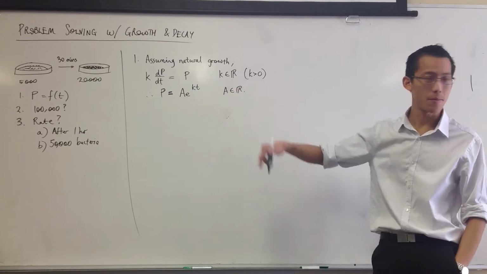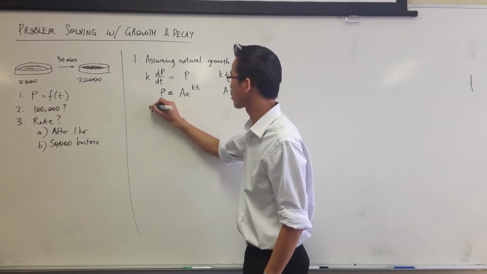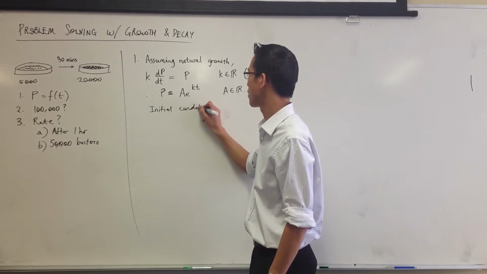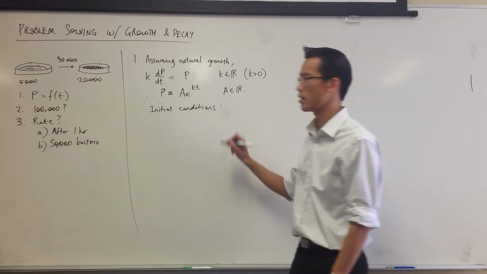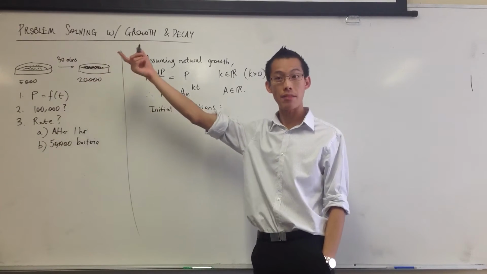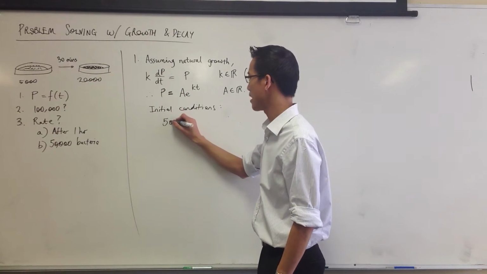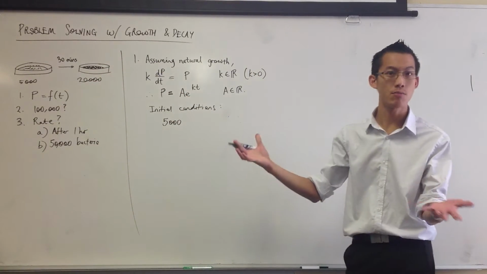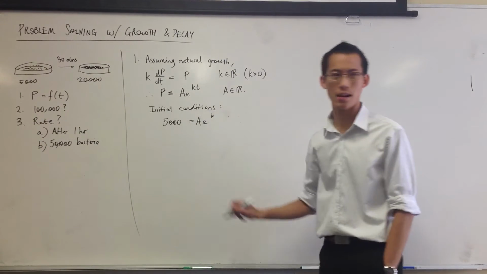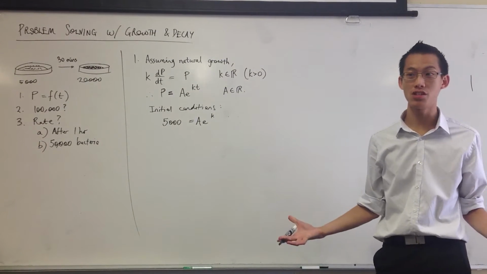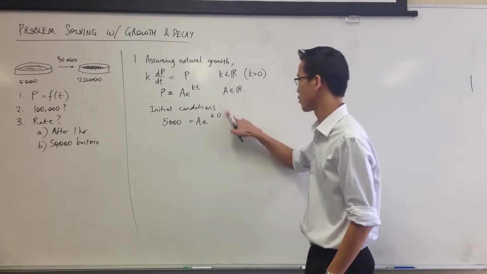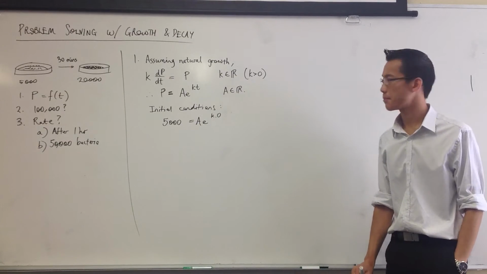Well, we'll start with A. So, based on the initial conditions, they tell you that the population starts at 5,000. So therefore 5,000, that's the P, population, is equal to A e to the K. Now, time for initial conditions is 0, so multiply by 0. Are you happy with that?